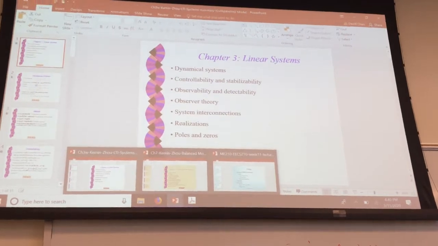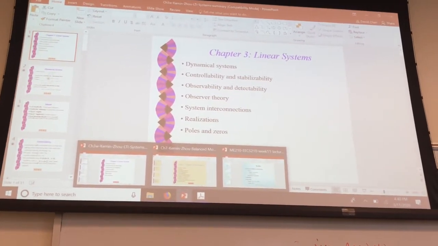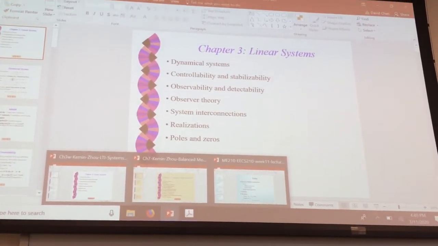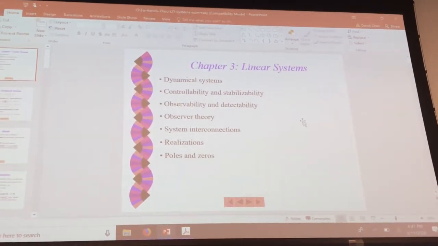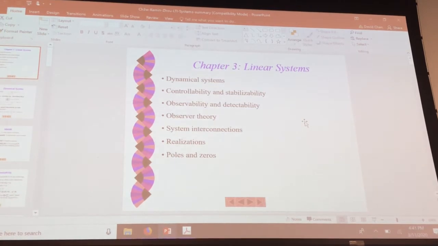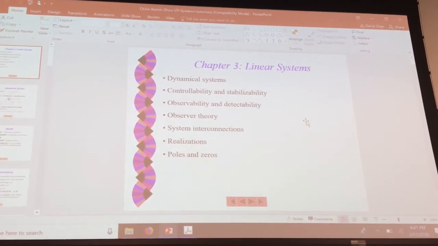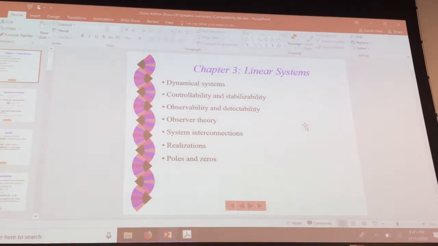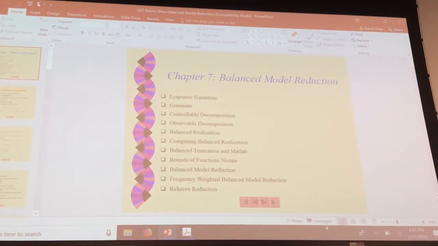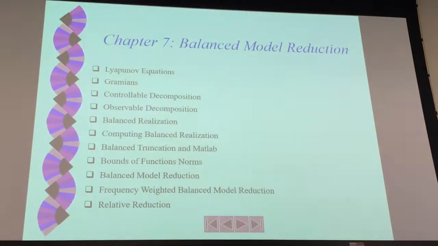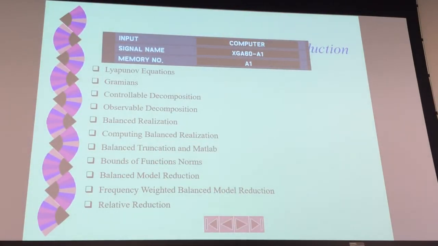But otherwise, everything will be covered, like stability, stabilizability, detectability, observer design, and so on and so forth. This deck of slides I'll share with you. You can take a look and see how much you still don't know yet, but the majority of them we already covered. So, balanced model reduction. You can see we only have not so many slides, but really this is very dense.